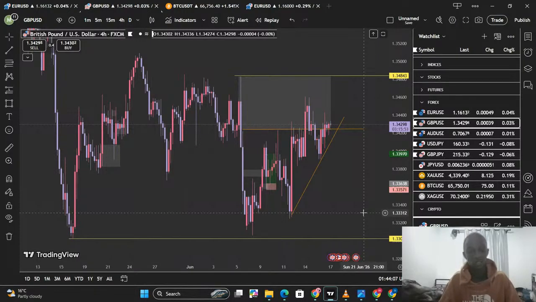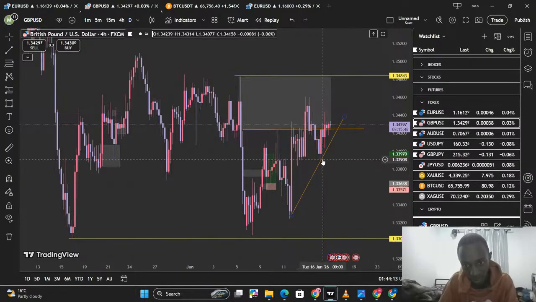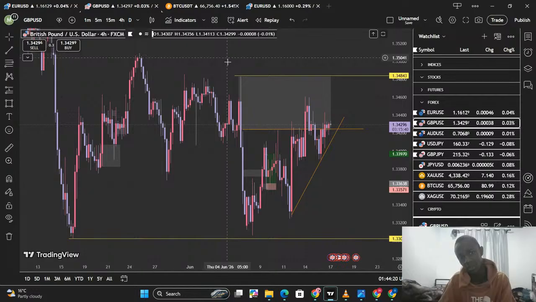So some can be a fake breakout, but I think we've already grabbed liquidity from the downside, grabbed liquidity from the upside. Now what I'm intending to see the price doing is maybe grabbing some liquidity for the next move, moving to the opposite direction.